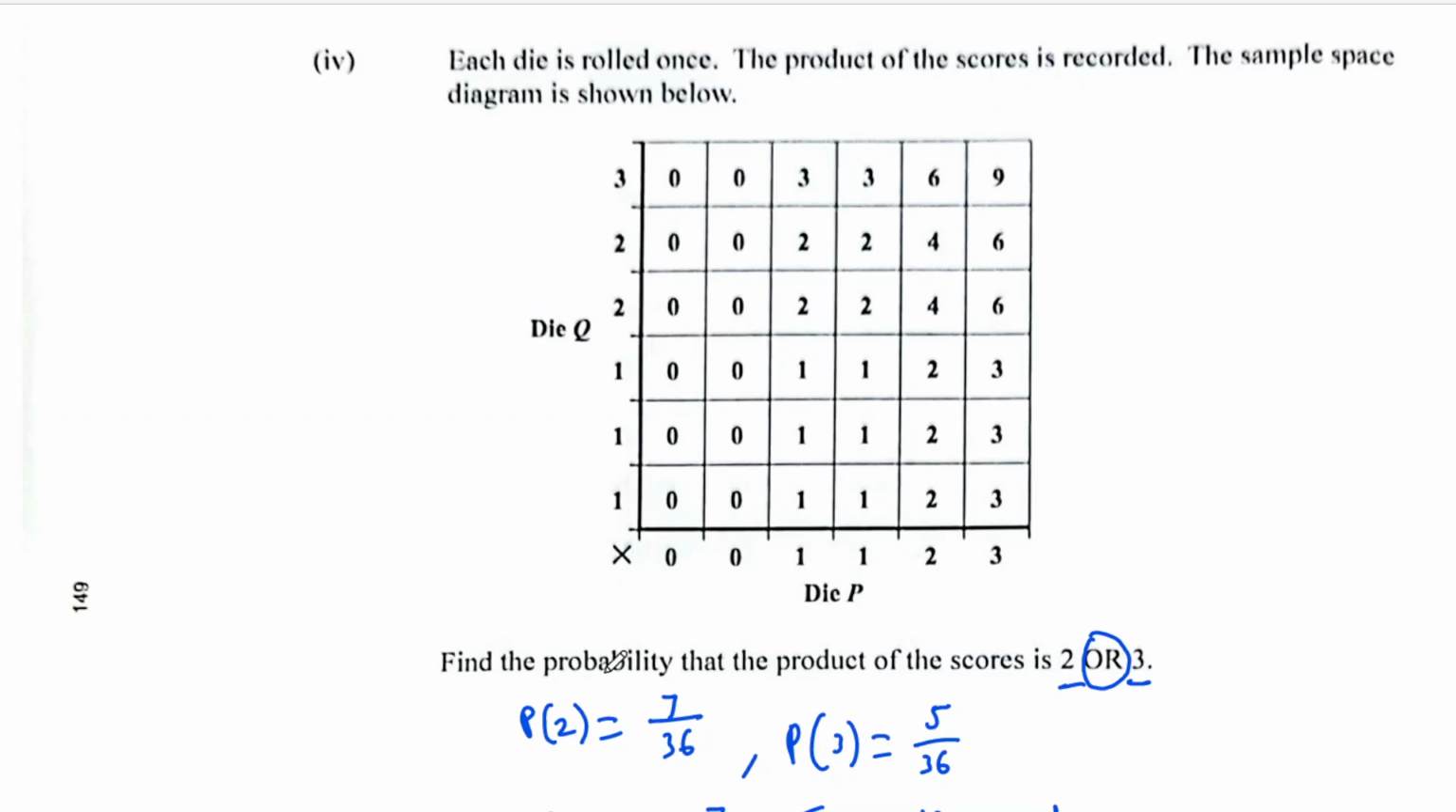The easiest way, when they ask you now, they want the probability that the product of scores is 2 or 3. So what they're asking for is how many times you're seeing 2's and 3's inside this diagram.